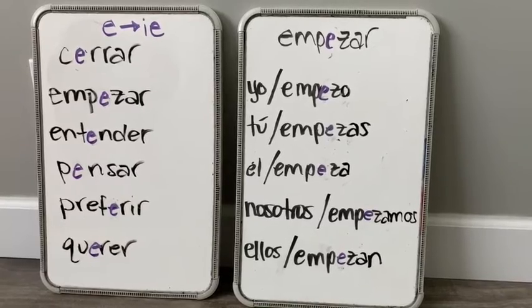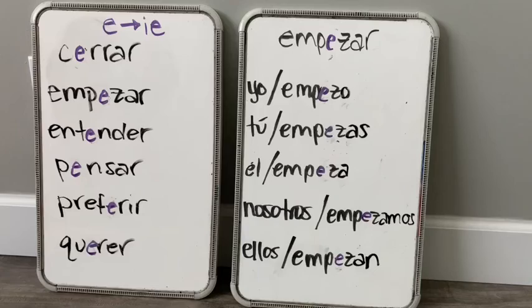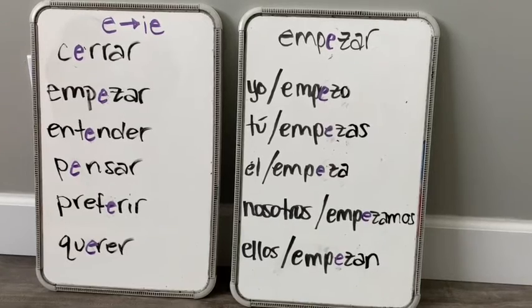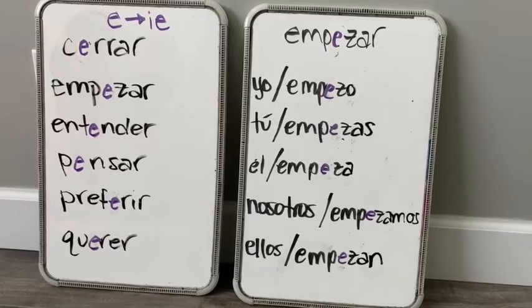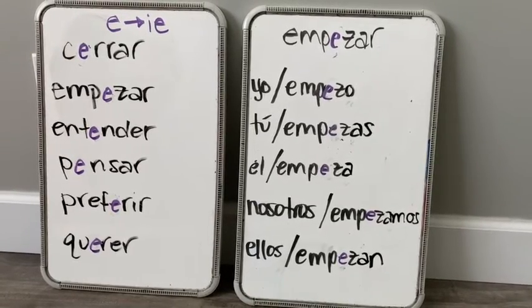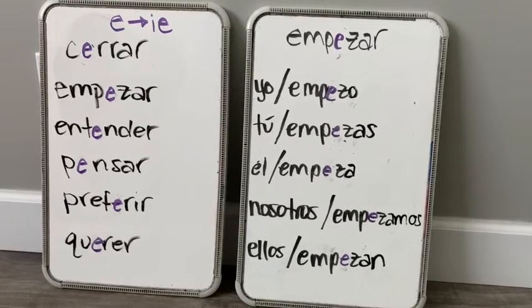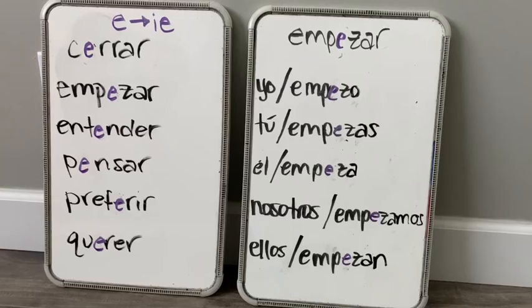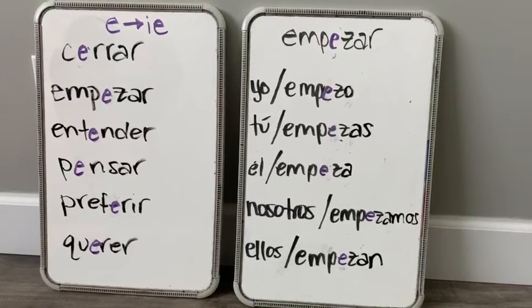I cut off the AR from the end of all of them to conjugate them and added back on our AR verb endings, o, as, a, amos, an. But these are not quite done because we haven't done the stem change yet. So the next thing you'll see is the correct finished form of all these stem changing verbs after I go through and change that E to an IE in all of them except nosotros.